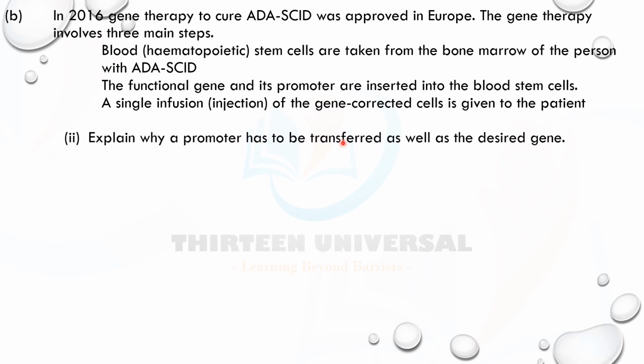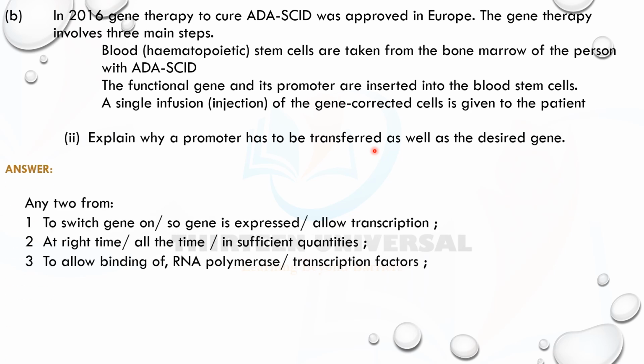Explain why a promoter has to be transferred. Now, what is the purpose of a promoter? Anytime they ask you a question on promoter, pause the video and try it. Number one, the promoter helps transcription of genes. For genes to be expressed, it allows RNA polymerase to bind to the DNA and switch on the gene, so that the mRNA of the gene can be made and the protein produced, at the right time. Memorize it. They ask questions a lot on promoters.